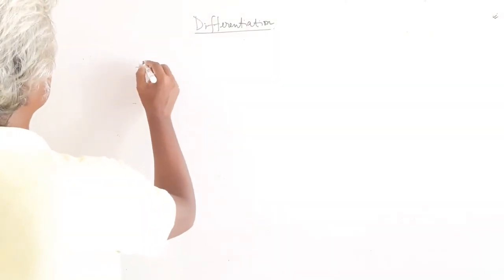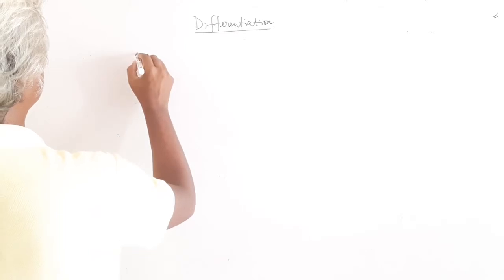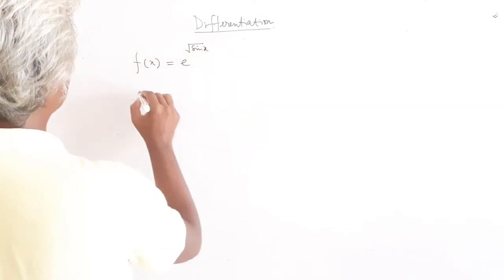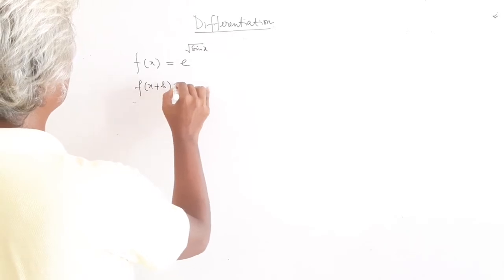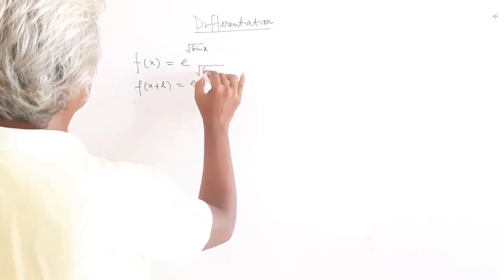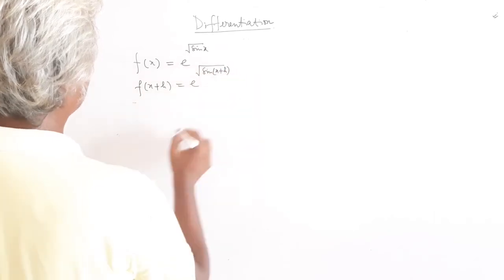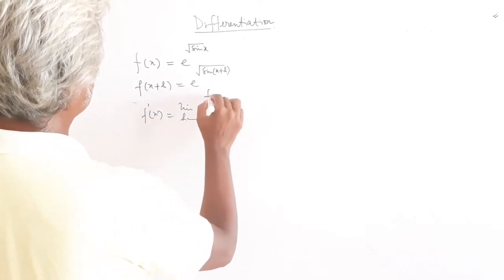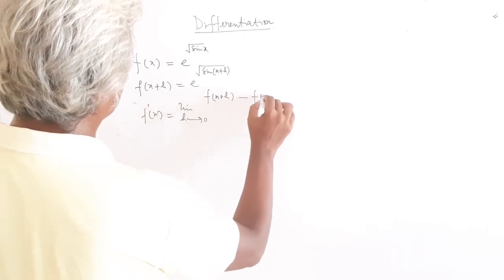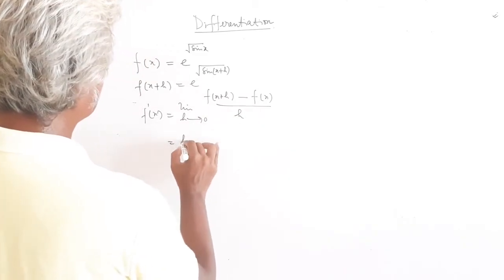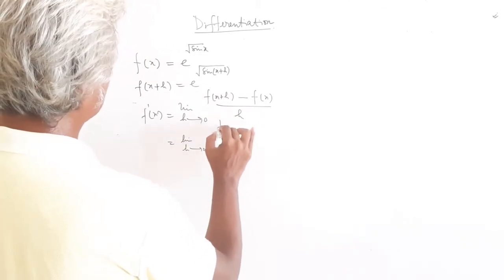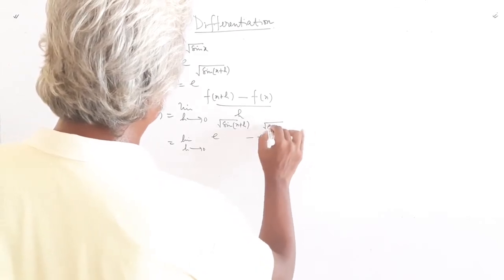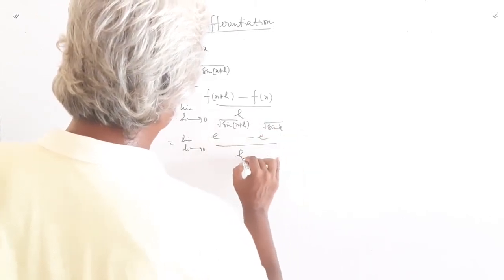This time I take another, more complicated function, f(x) is e to the power root sin x. So f(x plus h) is e to the power root sin(x plus h). Now we write the definition here: f dash x is limit h tends to 0 of f(x plus h) minus f(x) over h. So this becomes limit h tends to 0 of e to the power root sin(x plus h) minus e to the power root sin x upon h.